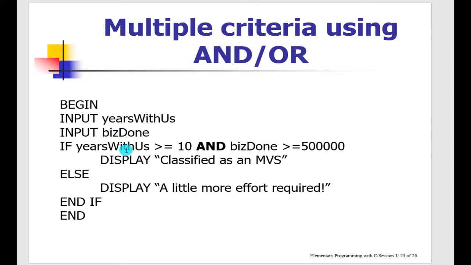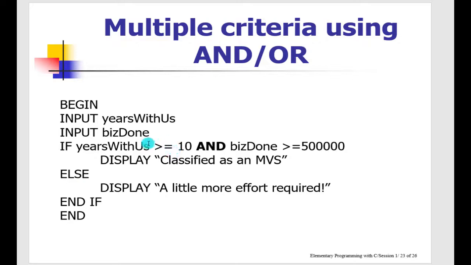We check if the number of years with us is greater than or equal to 10 and the business done is greater than or equal to 500,000, or 500K, then we tell them that they can be classified as a most valuable supplier.